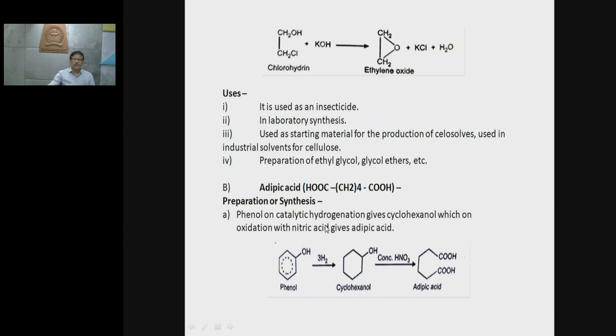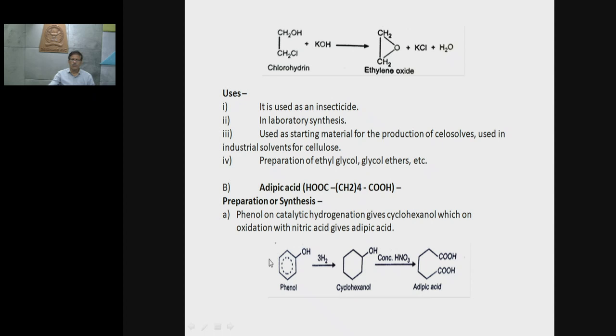Secondly, we see adipic acid. It is also a petrochemical. The formula for this adipic acid is COOH(CH2)4COOH, which is an open chain or straight chain compound. Synthetical method. Phenol on catalytic hydrogenation gives cyclohexanol, which on oxidation with nitric acid gives adipic acid.